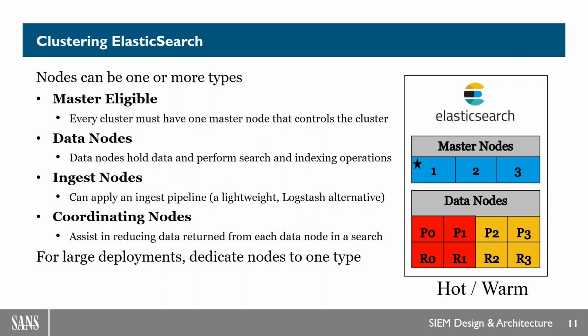In addition, with that, there's also hot nodes and warm nodes. Hot nodes are the data that you would usually keep on SSD storage and want to access very quickly, whereas warm might be the spinning disk nodes for older or less frequently used data.